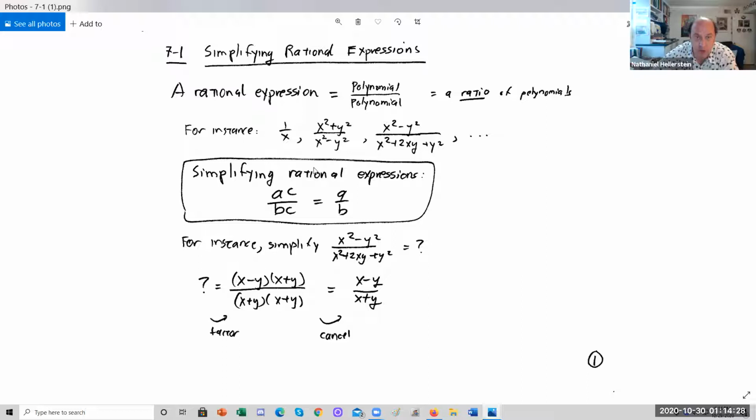Now this one, it turns out, we can simplify by canceling common factors. So AC over BC is A over B. We cancel the common factor of C. So for example, this one, x squared minus y squared over x squared plus 2xy plus y squared. The numerator is a difference of squares, and therefore a difference times a sum, x minus y times x plus y. The denominator, with coefficients 1, 2, and 1, is the square of a sum, x plus y times x plus y. So difference times sum over sum times sum. X plus y is a common factor, and it cancels, leaving x minus y over x plus y.